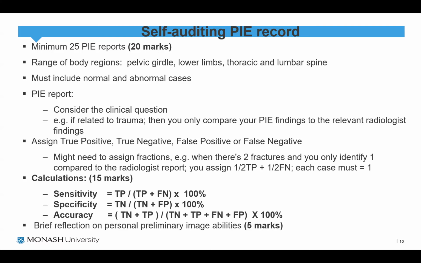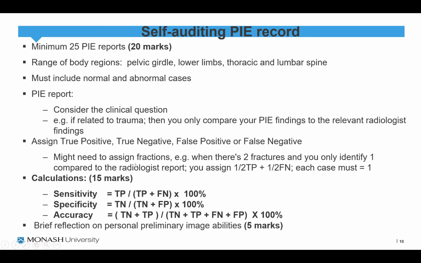And then, as mentioned, make sure that you have normal and abnormal cases. Now, normally the abnormal cases will be more than the normal, but you should at least have about, say, 5 to 8 normal cases as well, so that you can at least have a decent number of cases to work out your specificity. And then you assign all your true positive and so forth.